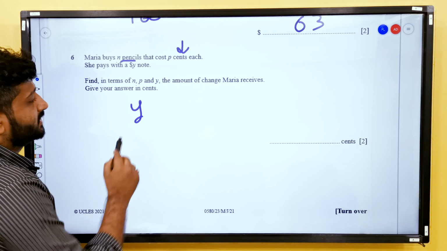Next question. Describe fully the transformation of T onto A. The transformation of T onto A. As you can see, this is nothing but a translation. Right. This is a translation.